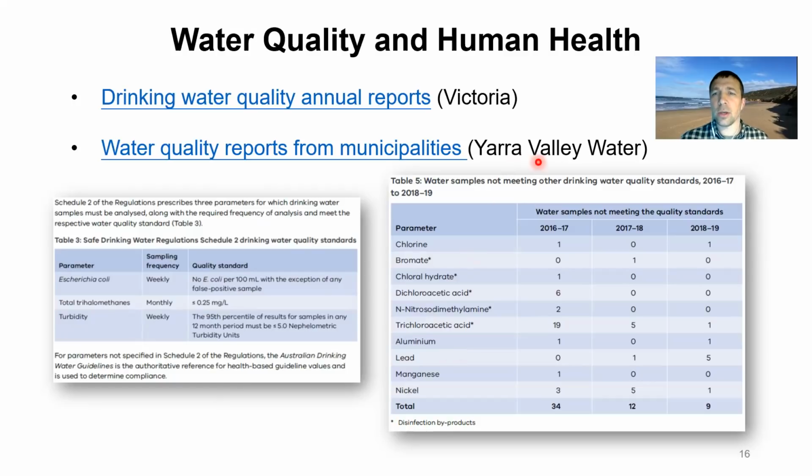In addition, you can go to specific water providers. So most of you probably get your water from Melbourne Water or Yarra Valley Water. I get mine from Yarra Valley Water. And you can look at water quality reports from those specific municipalities where they analyze water for a variety of components.